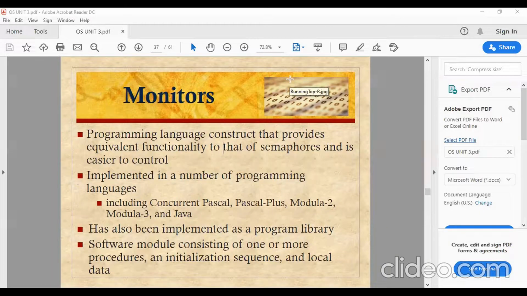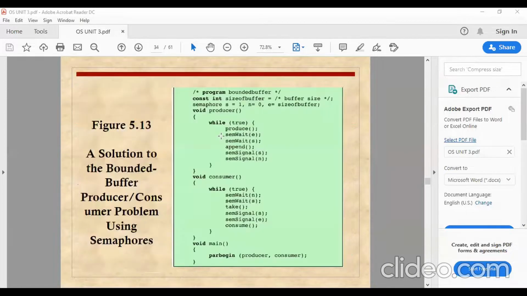So monitor will start on Monday, and then the second part will be the classical synchronization problem. So that is producer, consumer, reader, writer, and dining philosopher. This part we will take in Monday's lecture. Okay.